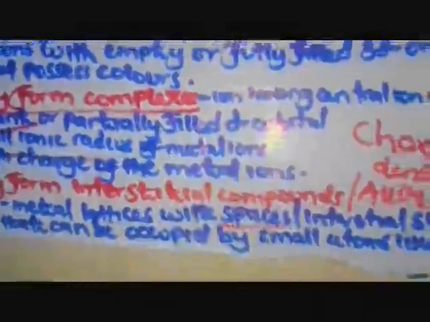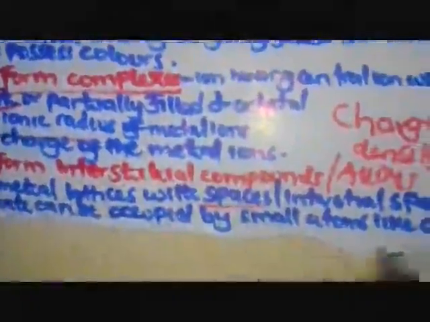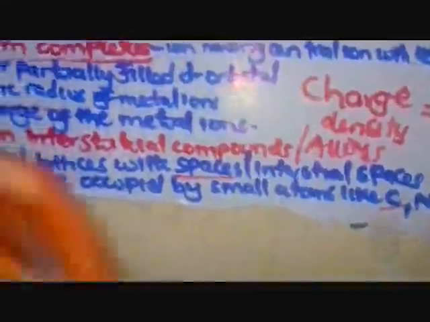Then lastly, another feature which makes them unique to be called transition elements: they form what you call interstitial compounds. These you can even call alloys. Why are they forming alloys? When you look at their metallic lattice, it is having space, and that space can easily accommodate small atoms like carbon, nitrogen. So you find alloys like steel, that is an alloy of iron, and many other alloys, because the metal lattices have spaces that can accommodate the small atoms.